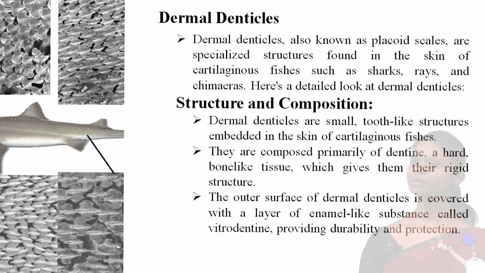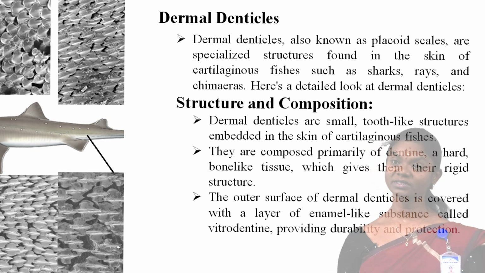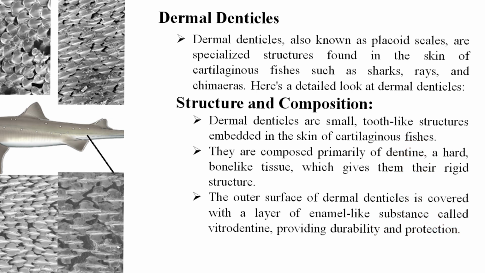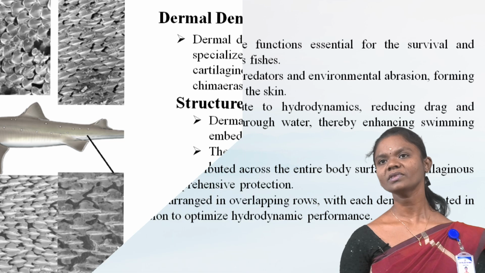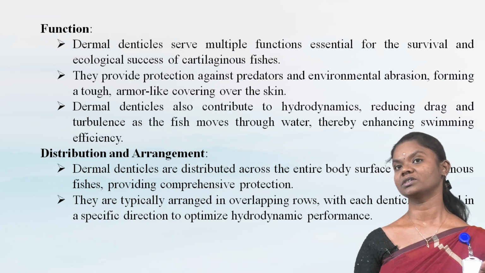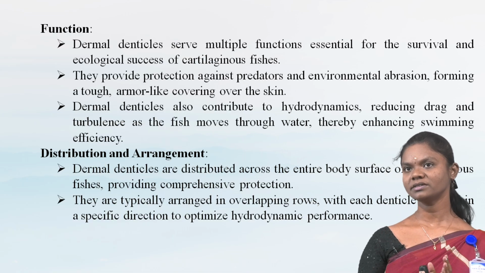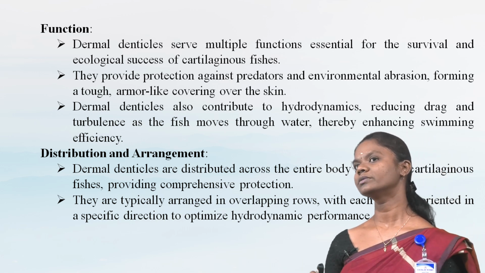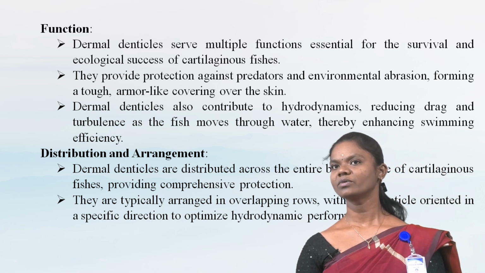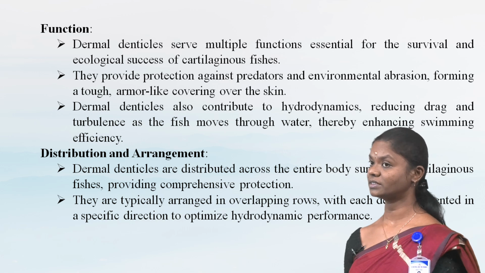They are composed primarily of dentin, pulp, and bone-like tissues, which gives them their rigid structure. The outer surface of the dermal denticle is covered with a layer of enamel-like substance that is called vitrodentin, providing durability and protection. So the dermal denticles serve multiple functions essential for the survival and ecological success of cartilaginous fishes.